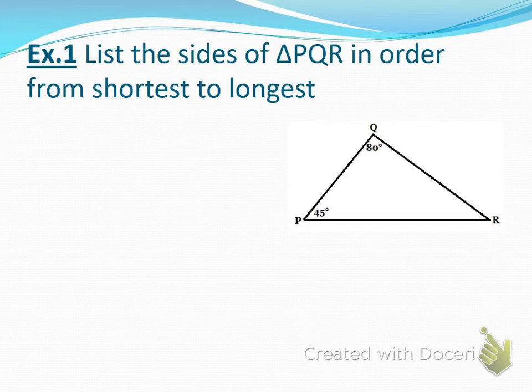List the sides of triangle PQR in order from shortest to longest. Now, in order to do this most correctly, we need to know all three angles before we get started. Right now we definitely know that PR is bigger than QR, but we don't really know how QP fits into that because we don't know angle R. So how could we find angle R? Sydney?